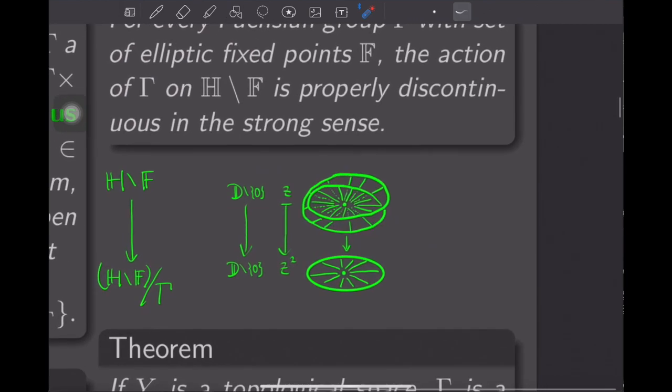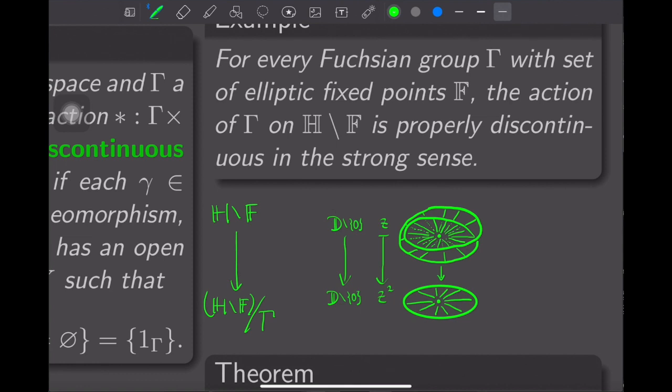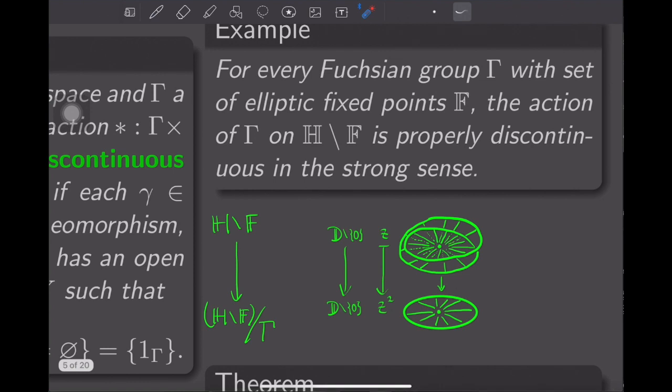Okay, and then as an example, I want you to think of H, but the disk model of H. And I want you to think of gamma to be, so let me draw the disk. So this is the Poincaré disk, and then here I have the rotation by 180 degrees. So I have gamma here. Let's say the group generated by the Mobius transformation associated to rotation by 180 degrees is just minus.